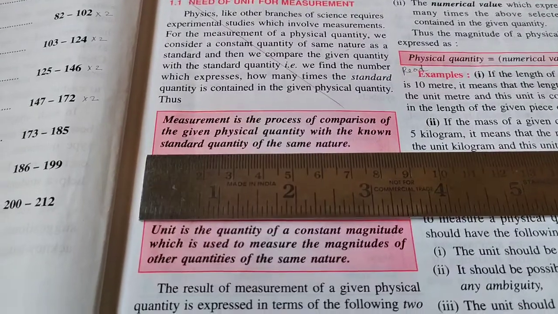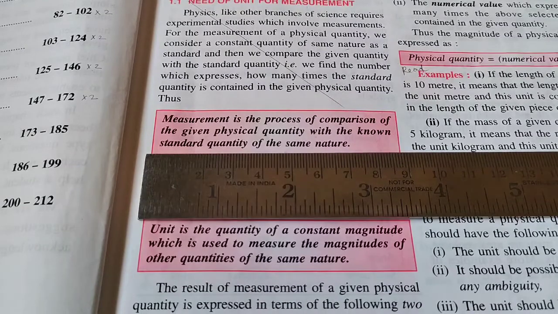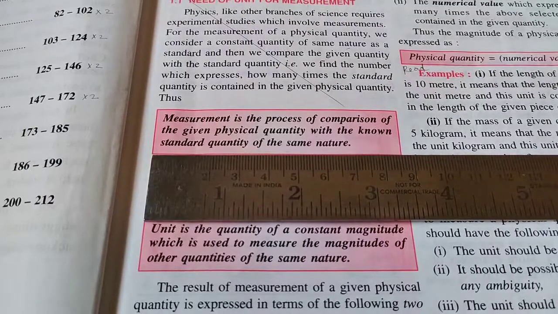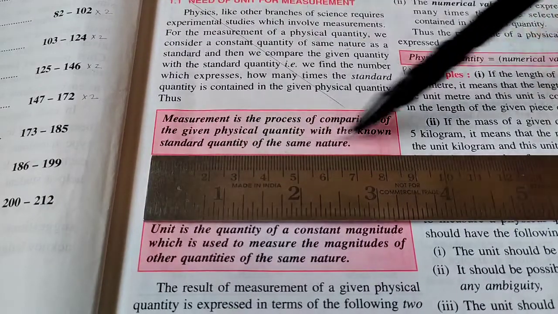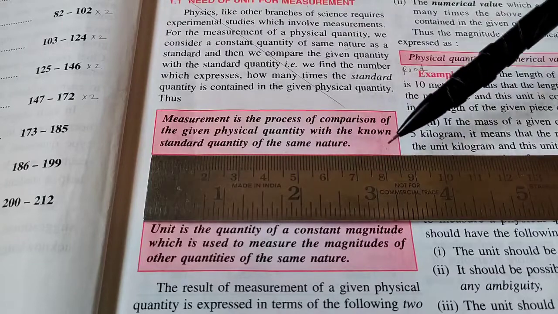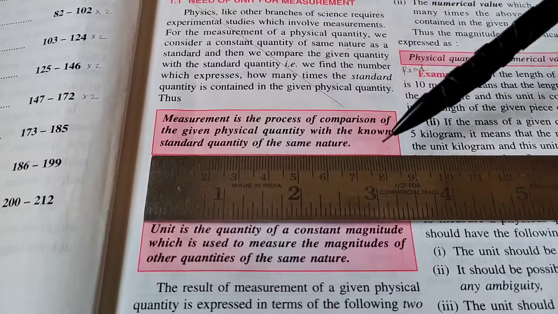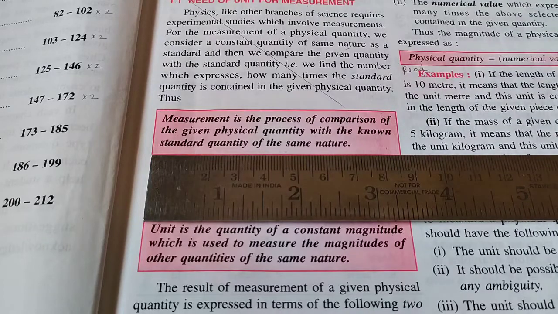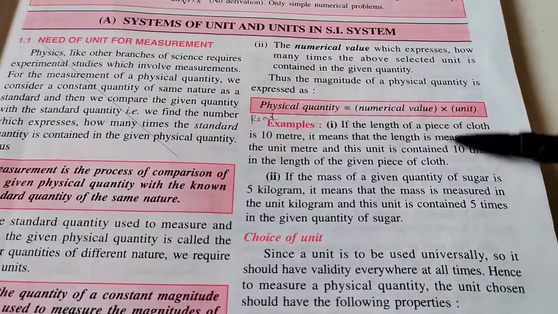So a physical quantity has two parts: the unit in which it is expressed and the numerical value. For example, the length of this pink line is around 8.5 centimeters. So 8.5 is the numerical value or the magnitude, and centimeter is the unit. Many more examples have been given here.